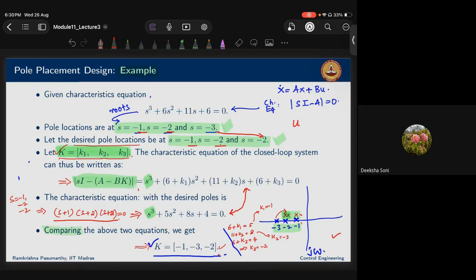So now we are designing this controller, minus Kx. K is nothing but K1, K2, K3. Why? Because your order is 3. So K1, K2, K3. Here you can see, just now we saw for the closed loop system, this is nothing but ACL, right? So you are finding the determinant of sI minus ACL, the closed loop system. Am I correct?